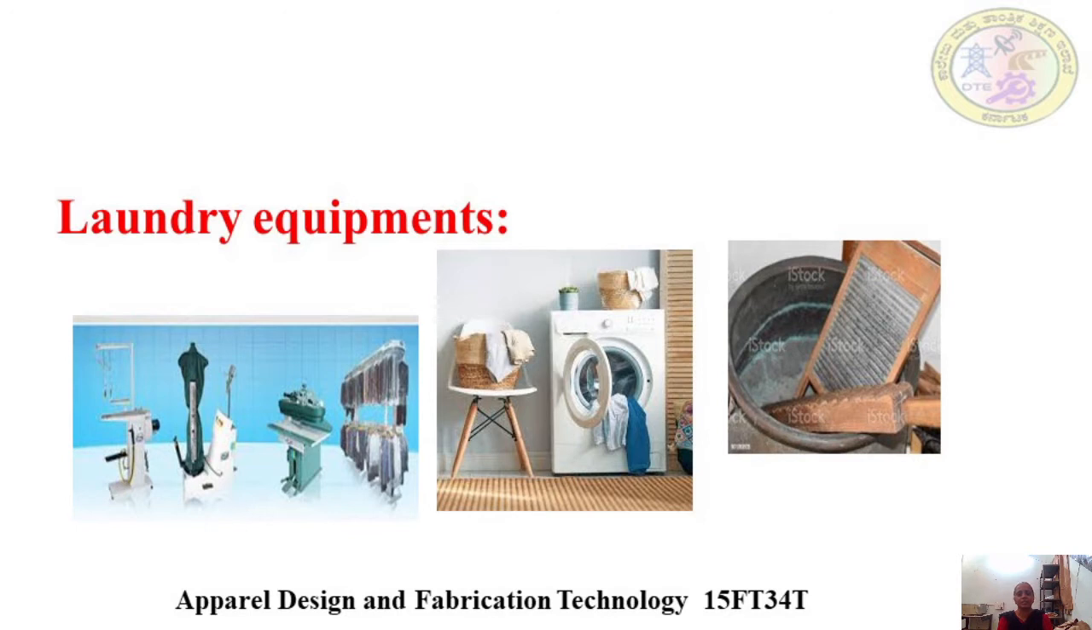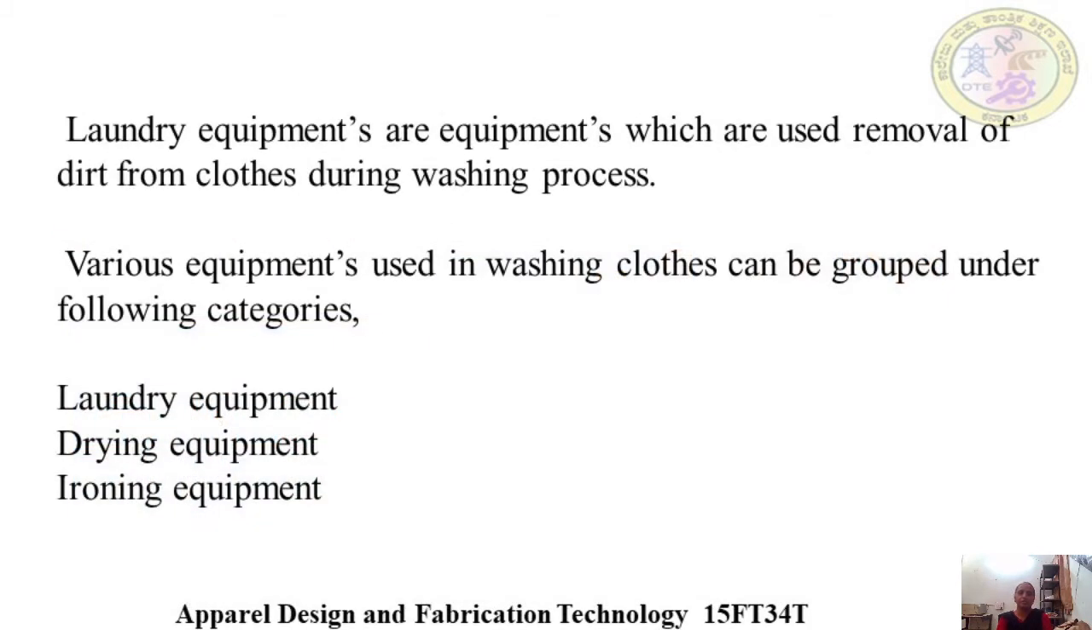Equipments are nothing but the devices or the tools used for laundry purposes, that is, washing. In general we use many equipments, and depending on the types of washing, we use different types of equipments. Laundry equipments are used for removal of dirt from the clothes during the washing process. Various equipments used in washing clothes can be grouped under the following categories: laundry equipments, drying equipments, ironing equipments.